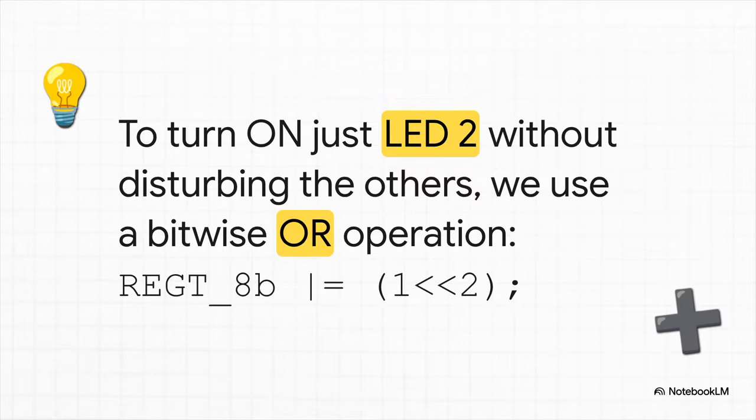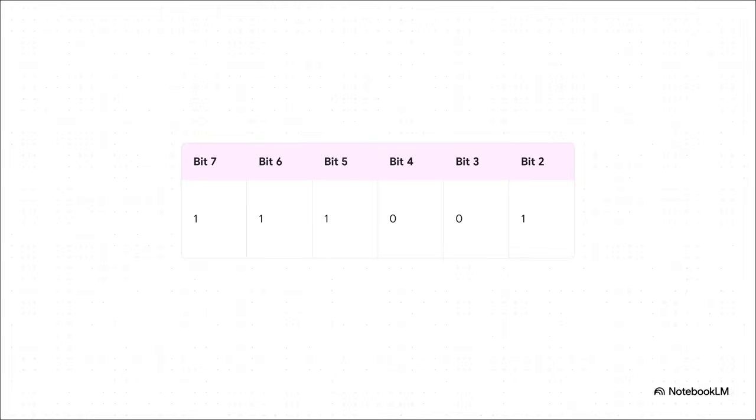The best way to think about it is like using a stencil. The code creates a stencil that only has a hole over the second position. The special equals operator then merges that stencil with what's already there. So any light that was on stays on, and the new light gets turned on through that single hole in our stencil. And boom, take a look. LED 2 is now on, and all the other LEDs are exactly as they were before. That's the kind of surgical precision we're talking about.